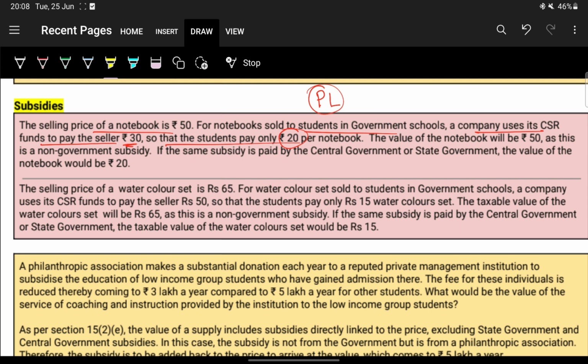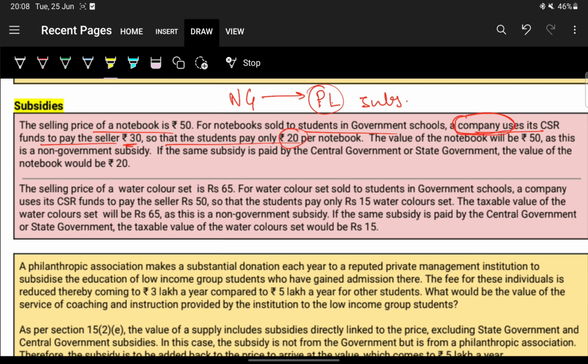So that's why it is price linked, and we know that this subsidy is being given by a company, which is a non-government entity. So basically it is a non-government price linked subsidy. What did we discuss about non-government price linked subsidy? We discussed that we cannot take that subsidy into consideration while calculating the value of supply. Meaning we'll have to ignore any amount.